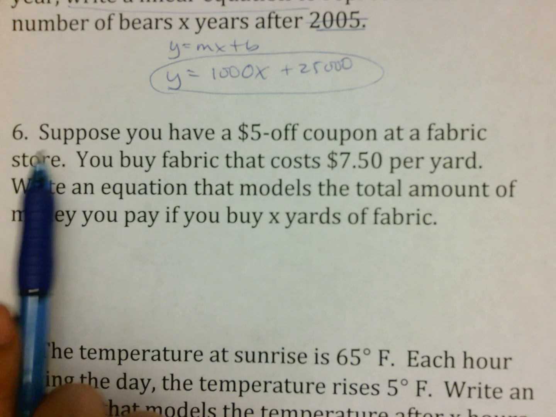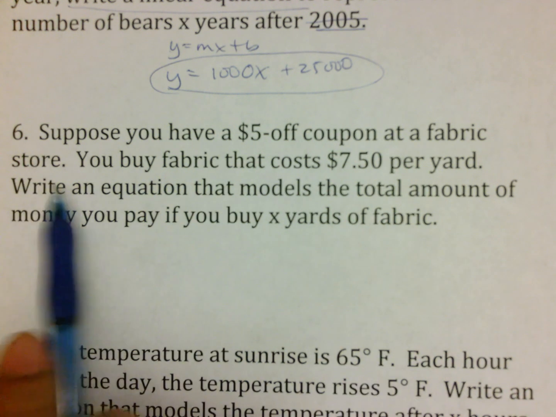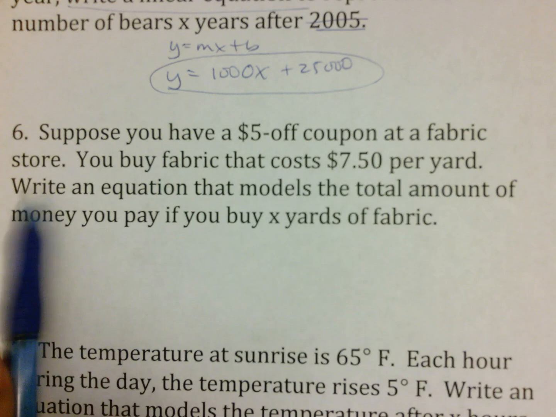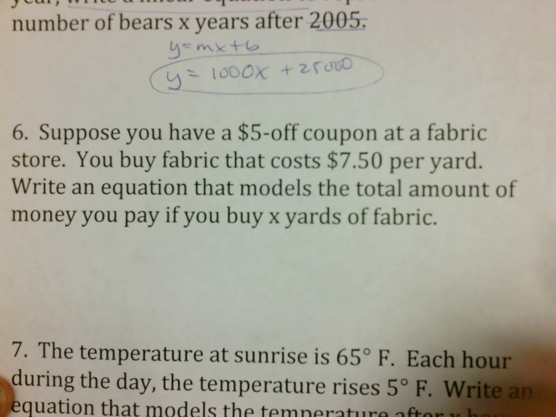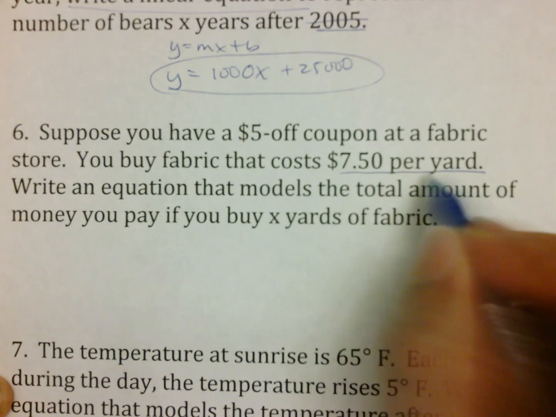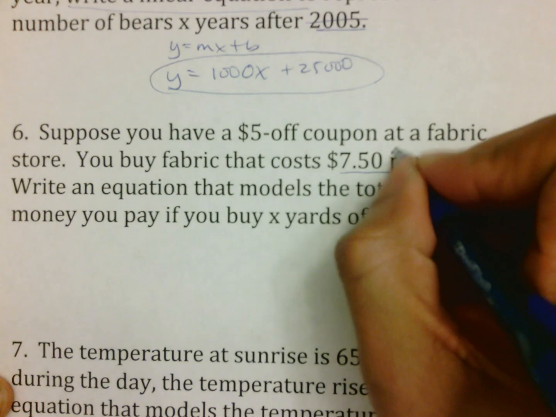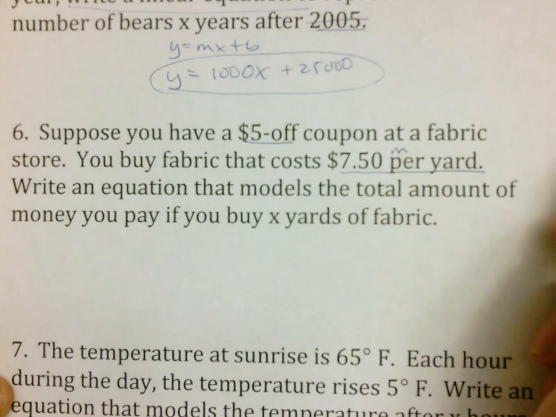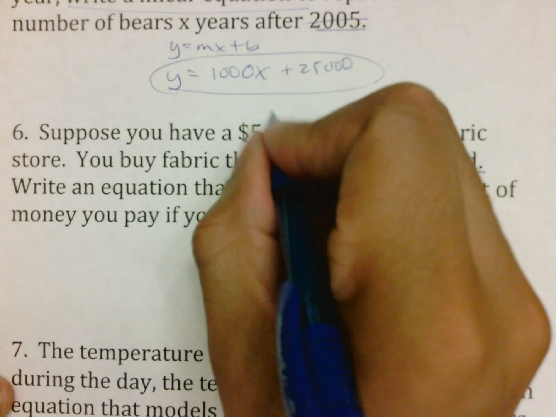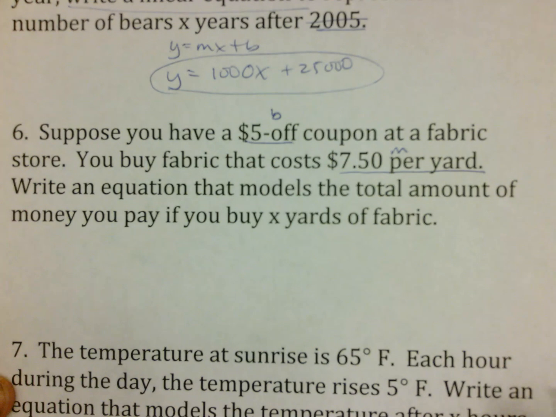Suppose you have a $5 off coupon at a fabric store. You buy fabric that costs $7.50 per yard. Write an equation that models the total amount of money you pay if you buy X yards of fabric. Again, two numbers here. Notice $7.50 per yard. That tells me that's probably my M. It has a $5 off coupon, which isn't really a starting point, but because there's no other number, I know it has to be a B, but just be careful how we use that.